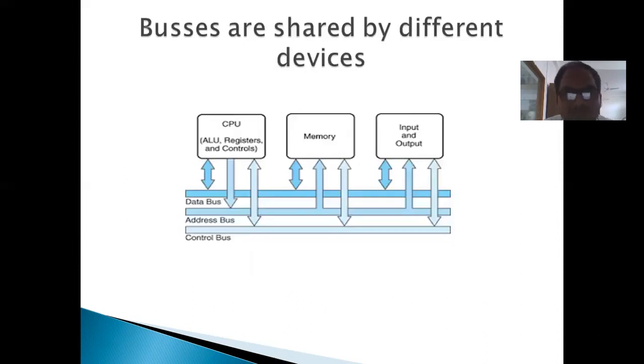Now we can see the architecture of buses. Buses are shared by different devices. We can see that these are the three buses: data bus, address bus, and control bus. And this is the data transfer between these input devices, the memory, and the CPU via bus. Data bus contains data, address bus contains the addresses, and control bus contains the control signals.